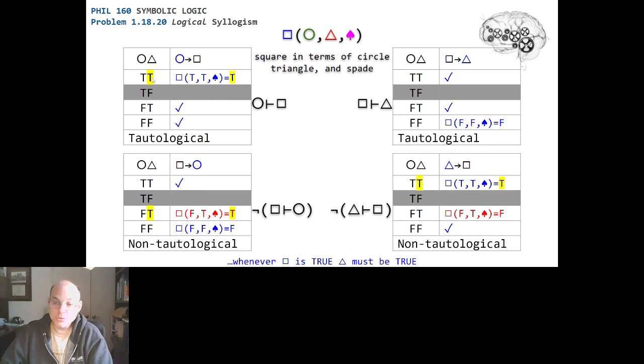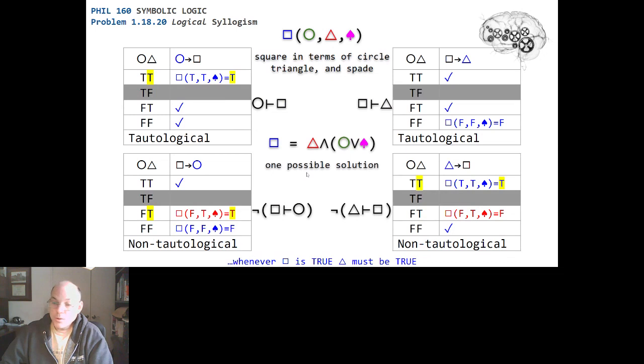So we've got triangle true here, and when square is true here, again in the non-tautology, square is true, triangle's true, and in the last non-tautology, square is true and triangle's true. It's not the other way around. You'll notice down here, triangle's true, but we want square to be false. So this statement only works in one direction. Whenever square is true, triangle must be true as well.